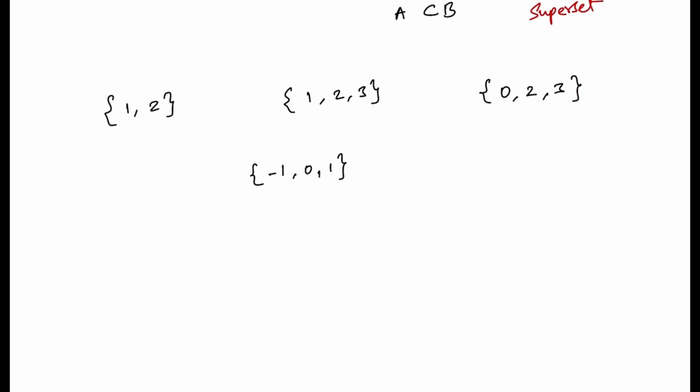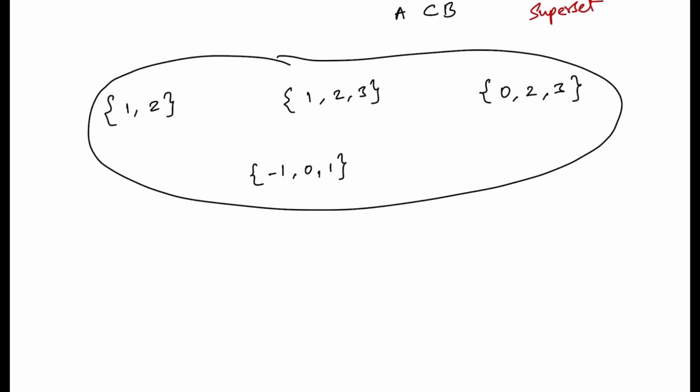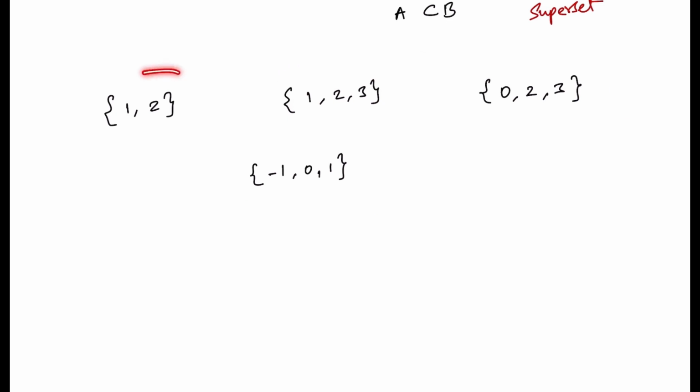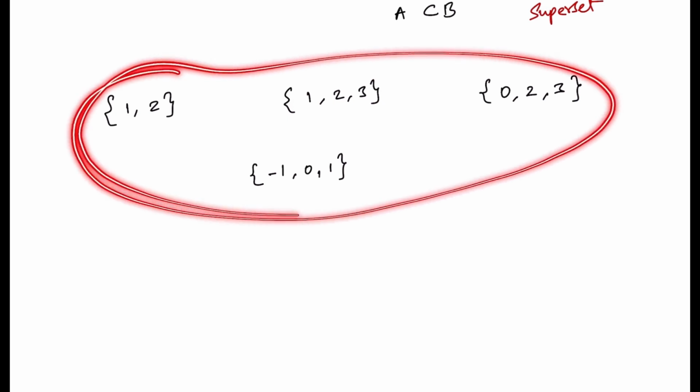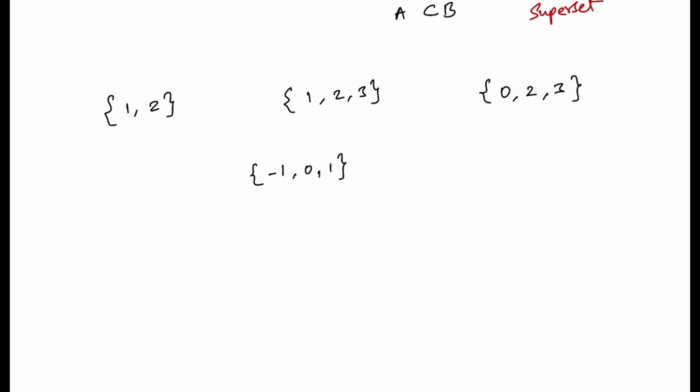The universal set is the superset of every other set. Whatever sets are given to you, the universal set is a superset of all the other sets. So basically we have to write a set such that it is the superset of all other sets.